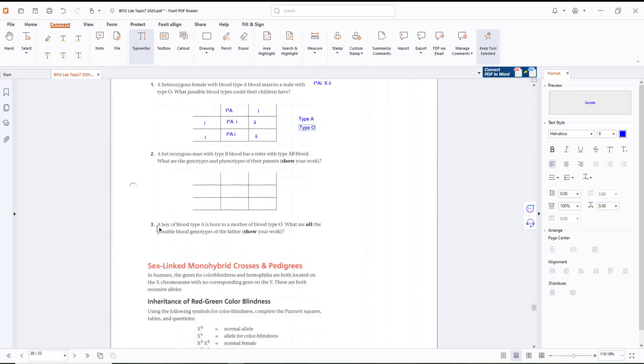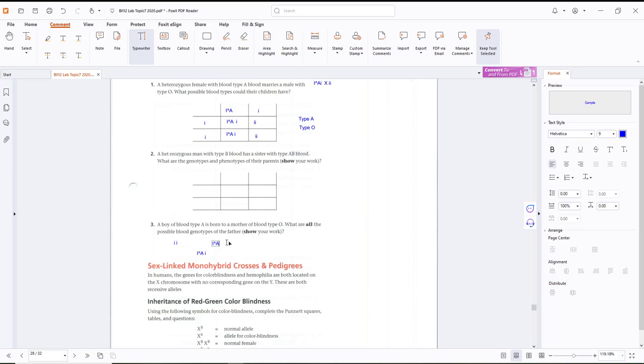Okay, and then we have number 3. A boy of blood type A is born to a mother of type O. What are all the possible genotypes of the father? If mom is blood type O, she is little i, little i. If the boy is blood type A, he has to be A and an i. So he got the little i from mom, and then he got the big A from dad, right?